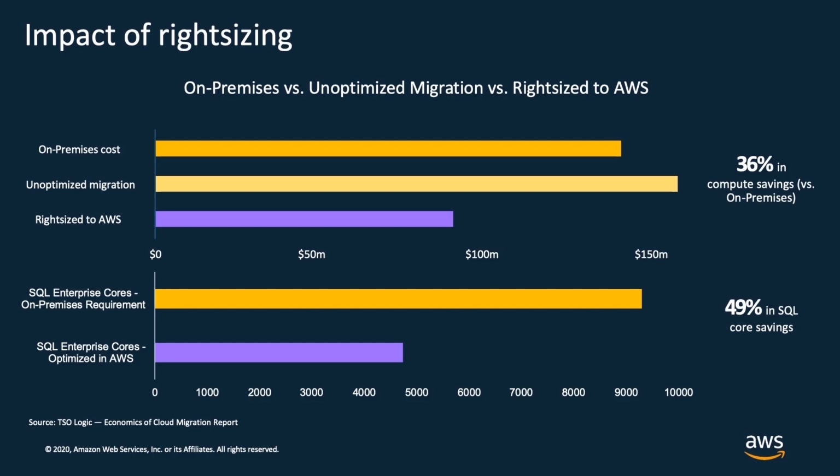We also analysed Microsoft SQL Server assessments to identify license optimization savings. By right-sizing the database instances and leveraging optimized CPUs at AWS, Microsoft SQL Server license savings went from an on-premises requirement of 9,293 to 4,736 when optimized in AWS. That's a total core saving of 4,557, or 49%.